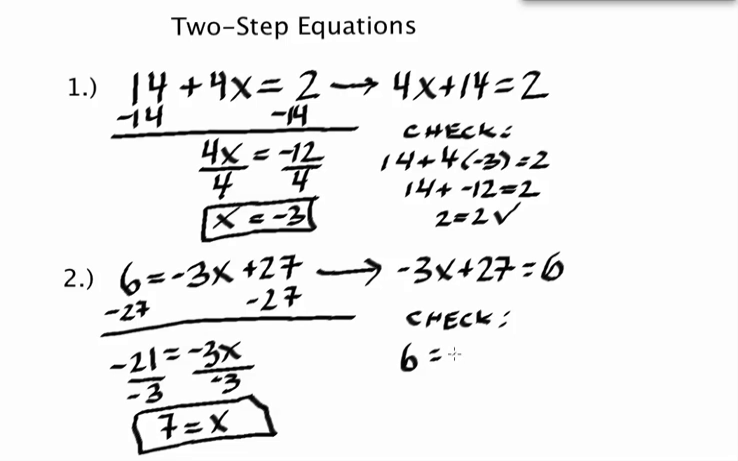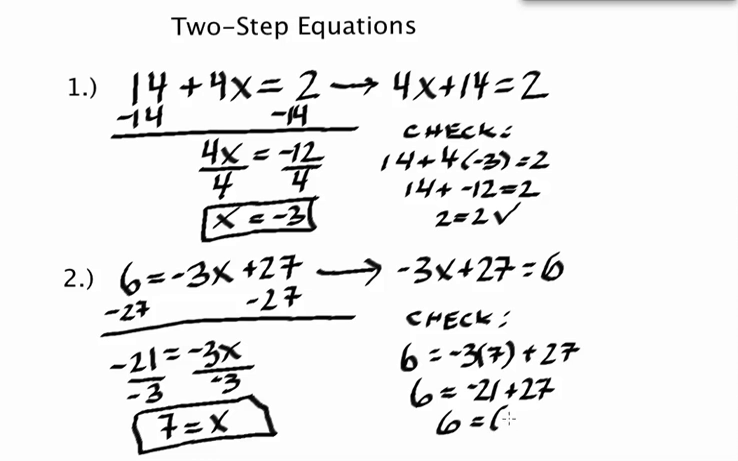6 equals negative 3 times 7 plus 27. And we know that negative 3 times positive 7 is negative 21. Negative 21 plus 27 does equal 6. So 6 equals 6. It checks out.